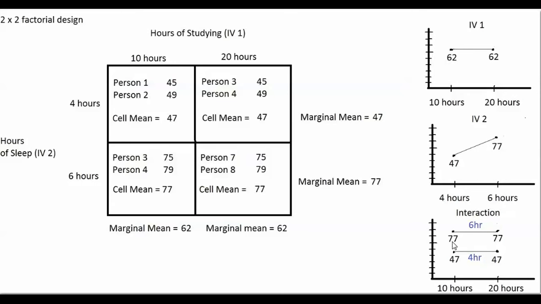If you connected those 2 marginal means and made a third line in this graph, the line would be flat, which means that there's no main effect of IB1. There's no main effect of hours of studying.